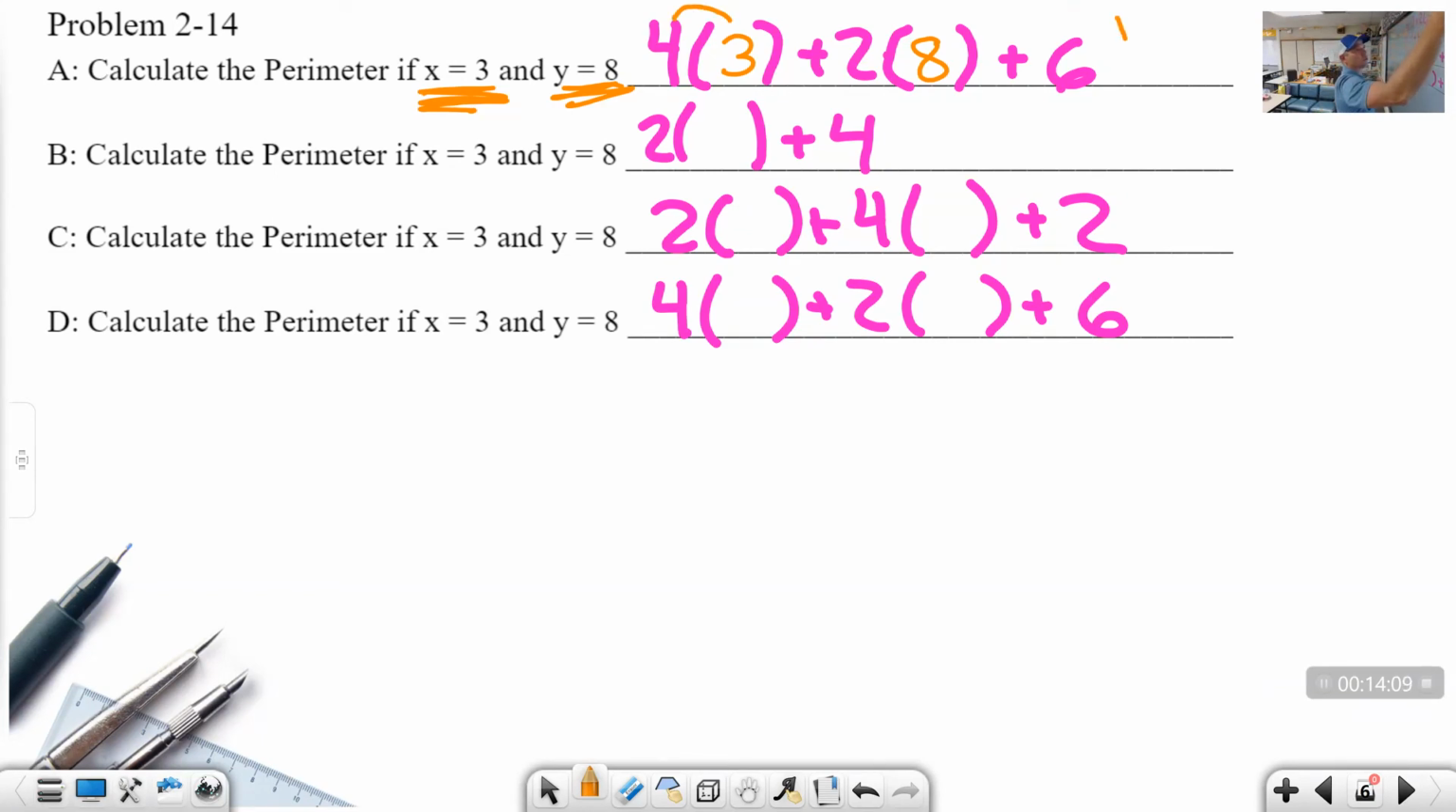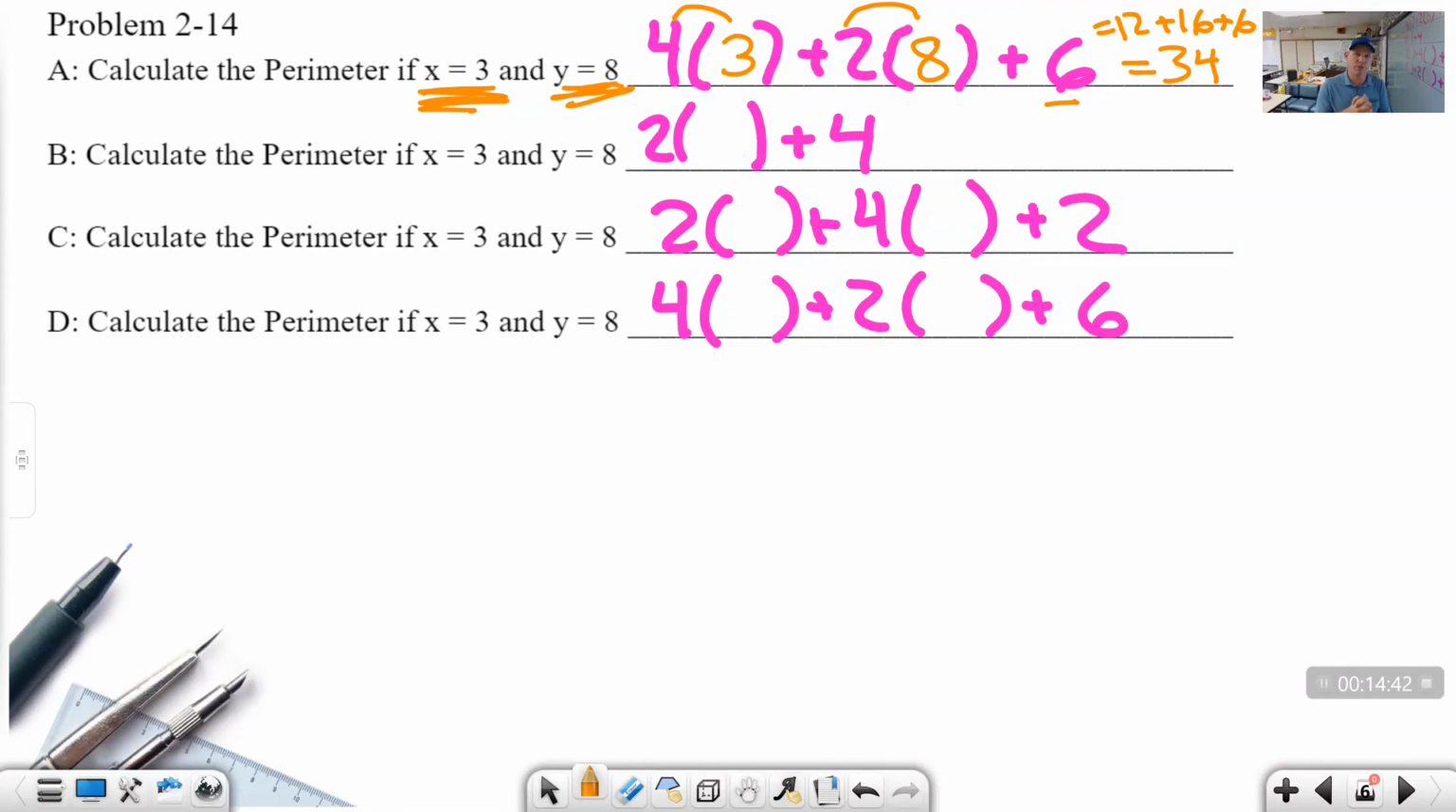So let's suppose that X is 3. 4 times 3 is 12. Okay? 2 times 8 is plus 16. And 6 the constant. And I am left with a value of 28 plus 6 is 34. If X were 3 and Y were 8, the value of the perimeter of shape A would be 34 units. This is actually calculating the perimeter.